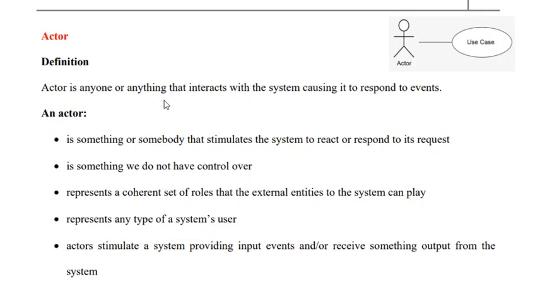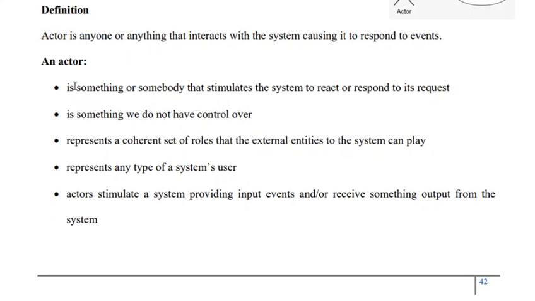Now actors are anyone or anything that interacts with the system. Now why are we calling it anyone or anything? Because anyone represents a physical actor and anything represents a logical actor or any other system. So any external system is called a logical actor, and anyone represents a physical actor. Any physical actor or logical actor may interact with the use case in order to generate certain observable result. So an actor is something or someone that stimulates the system to respond.